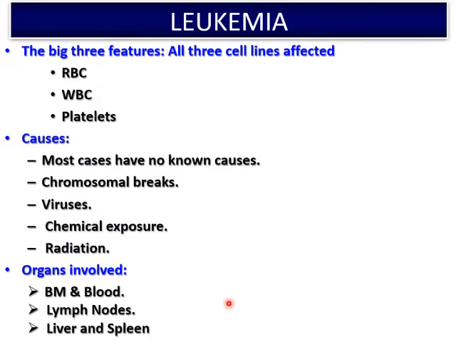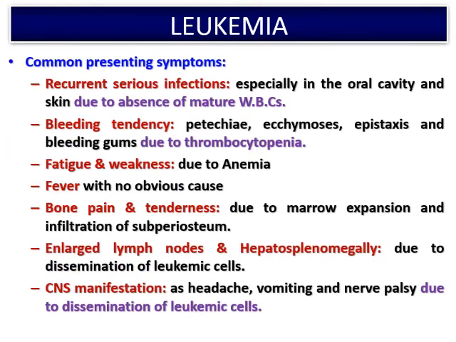Leukemia can arise from a hematopoietic stem cell, so it will affect all cell lines. It can affect red blood cells, white blood cells, and platelets. And usually it affects the bone marrow, blood, lymph nodes, liver, and spleen. The cause of leukemia, in most cases, is unknown. It may be due to chromosomal defects, viruses, chemicals, chemotherapy, or radiation therapy.